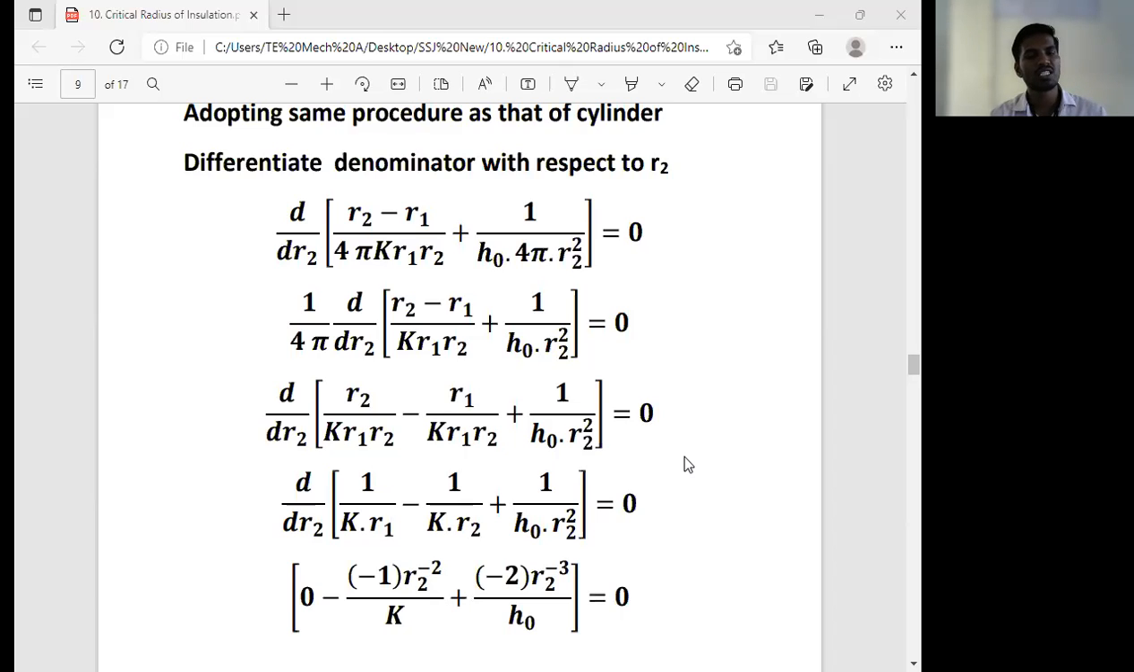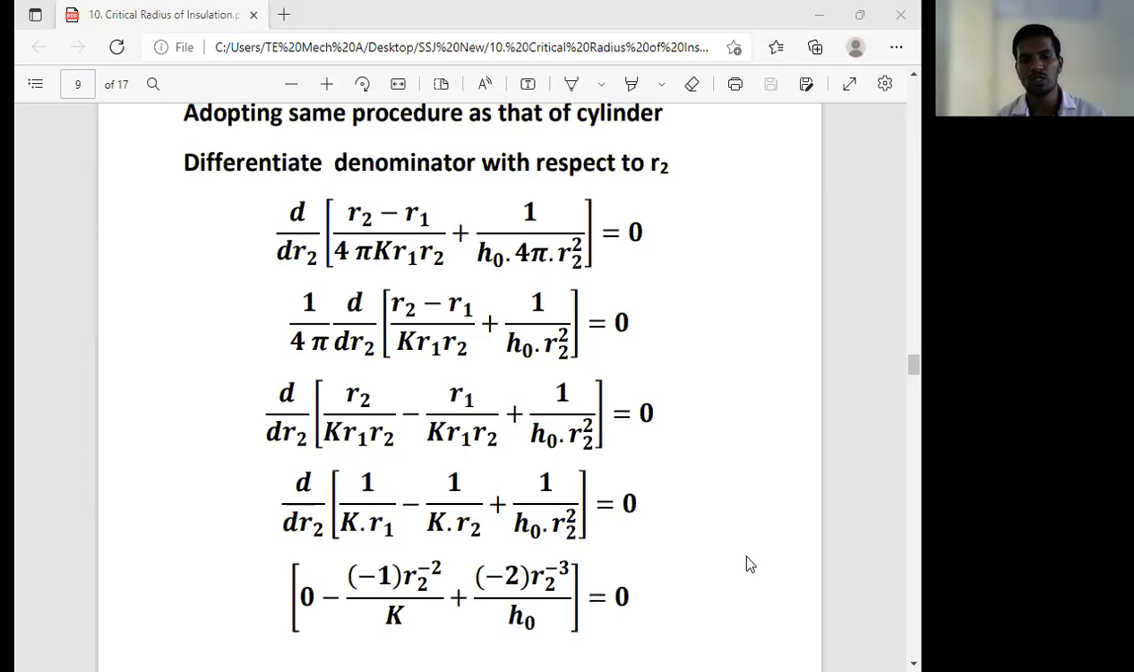The constant 1 upon 4 pi, when taken to the right hand side, the result will be 0. Okay, so we have to take the derivative with respect to R2. The first term becomes R2 by K R1 R2, where R2 cancels, so the derivative of the first term is 0. The second term is nothing but 1 upon R2, so minus 1 R2 raised to minus 2 by K, plus the derivative of 1 upon HO into R2 square, which is minus 2 into R2 raised to minus 3 divided by HO. Okay, the R2 in the first term cancels, so therefore the derivative of the first term becomes 0.